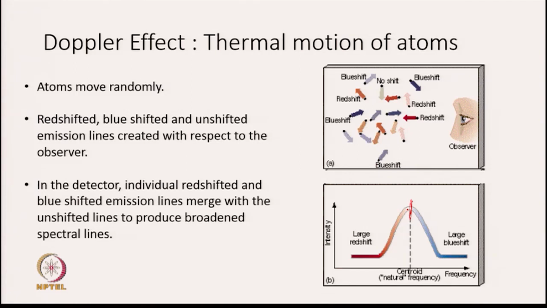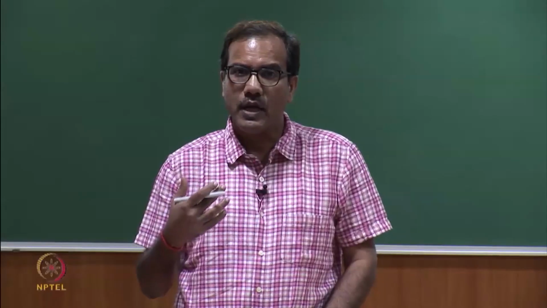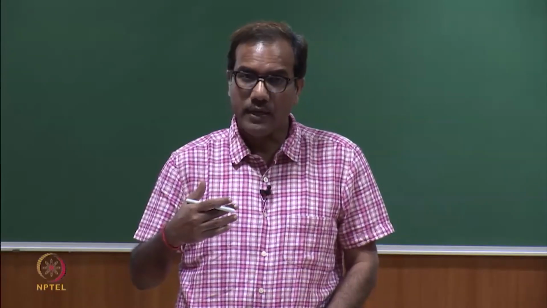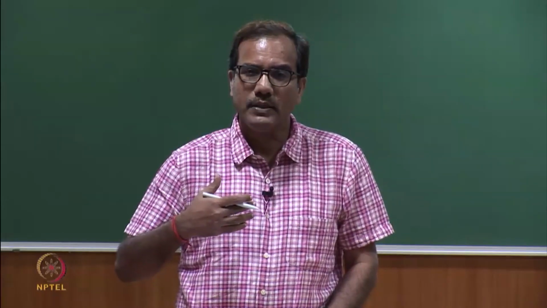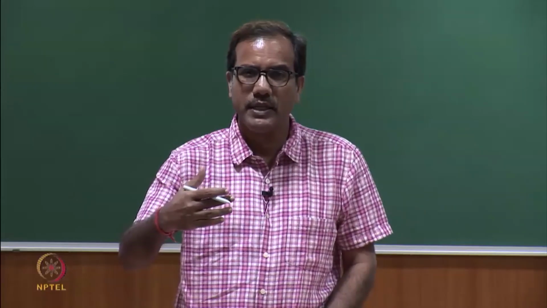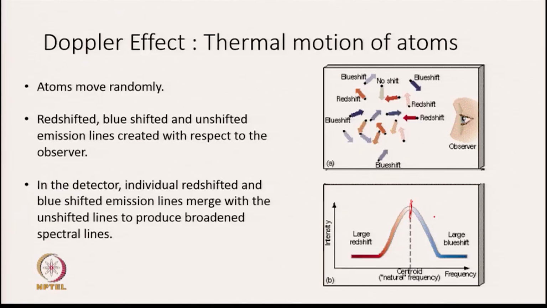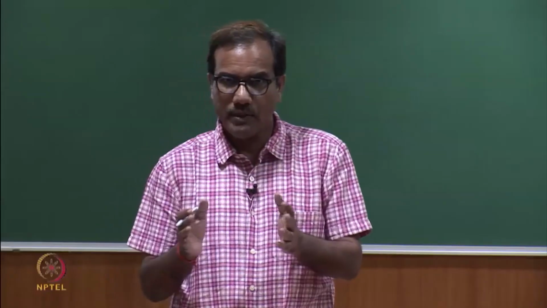If you are looking at the spectra of those molecules, what will happen? Some of the molecules are at just a random position, some of them are going away from the detector, and some are coming towards the detector. Those going towards the detector will have a blue shift, and those going away from the detector will have a red shift, and so your line will be broadened.